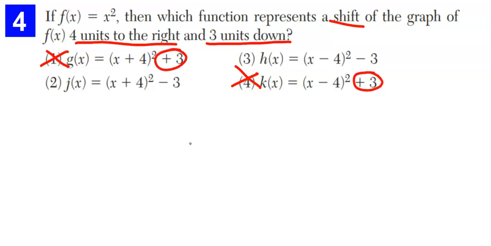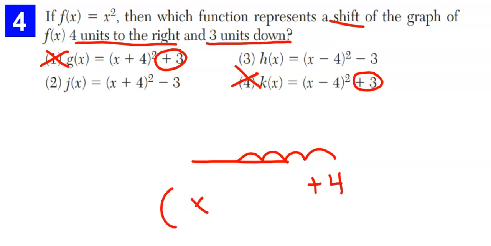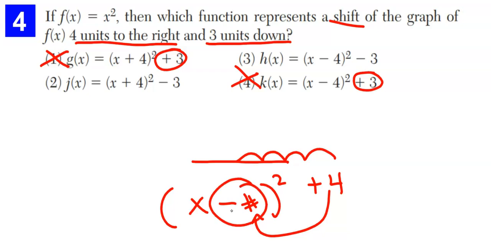Now we have to decide which one is 4 units to the right. Now technically that's adding 4, but the formula has a minus sign in it. So any number that goes in here will become a negative now. So x minus 4, quantity squared, minus 3.